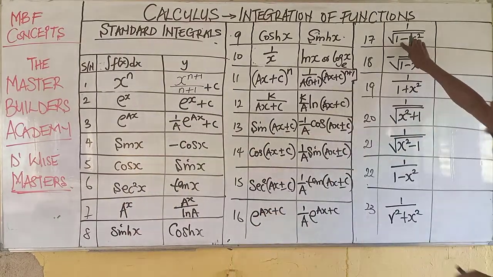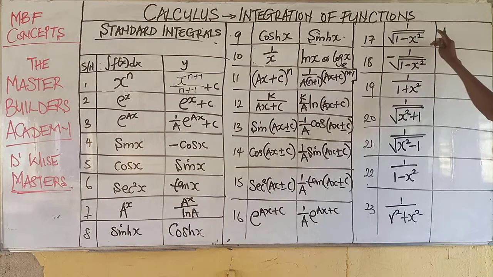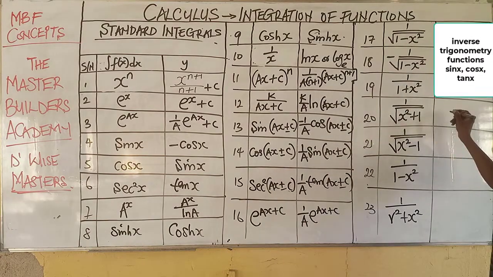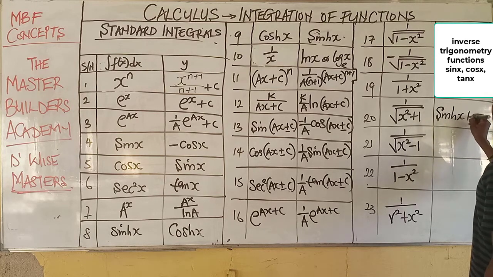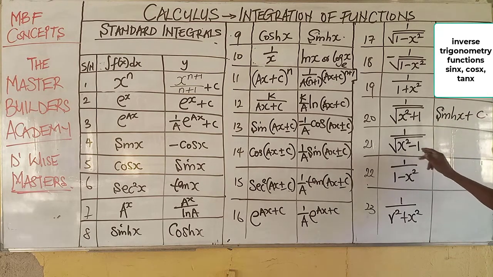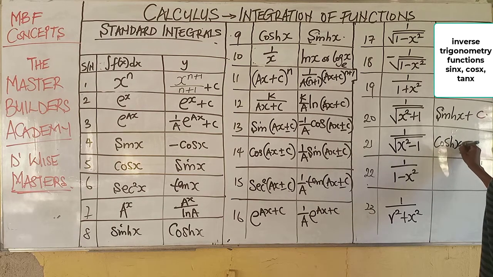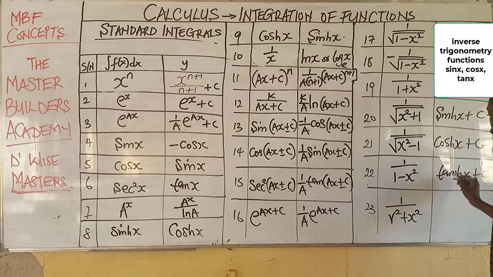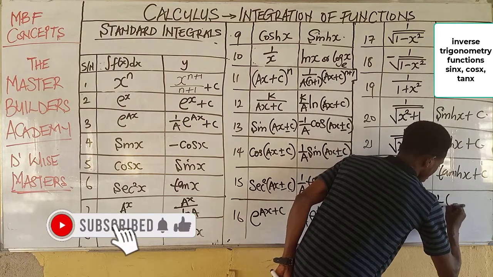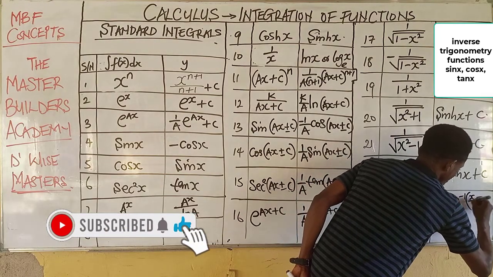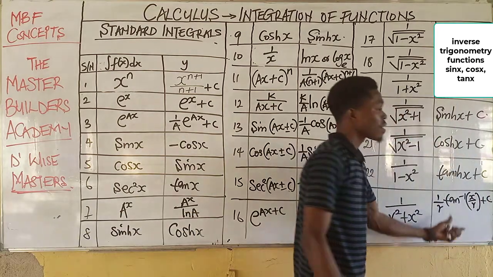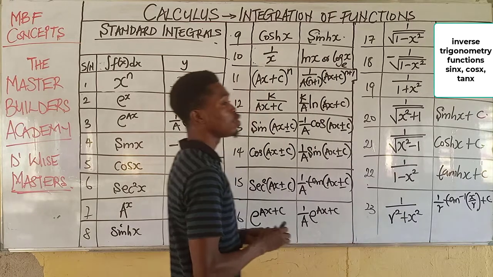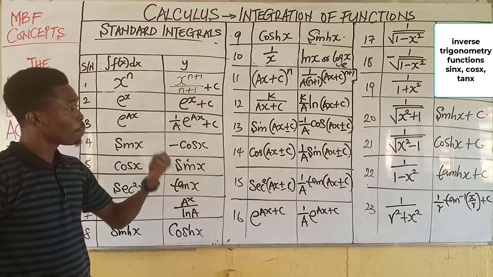Then when you integrate 1 over the square root of 1 minus x squared, you will have sine inverse x plus c. When you integrate this guy, you will have cos x plus c. When you integrate this guy, you will have tan x plus c. And when you integrate this guy, you will have 1 over r tan inverse of x over r plus c. This is when you integrate. So we are going to be making use of all of this while we progress in this lesson.